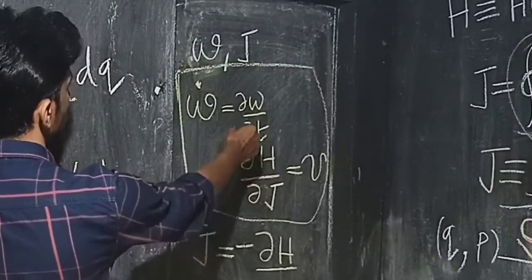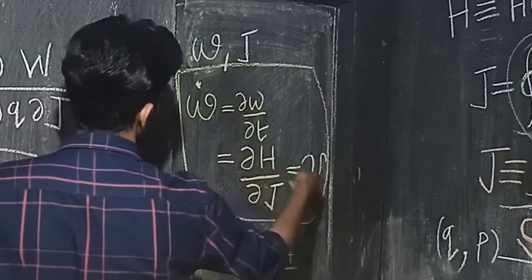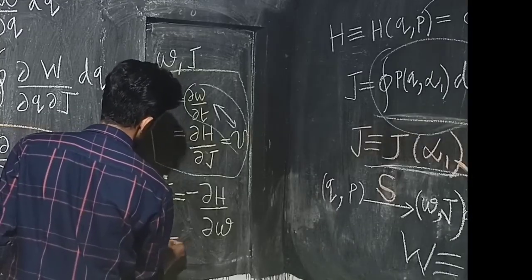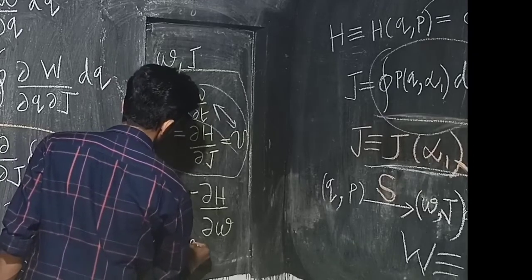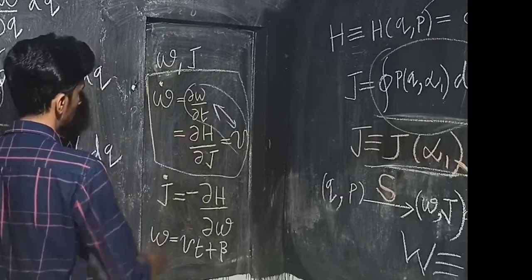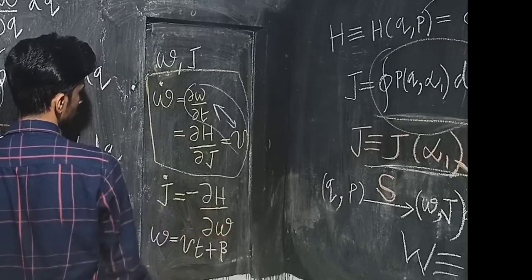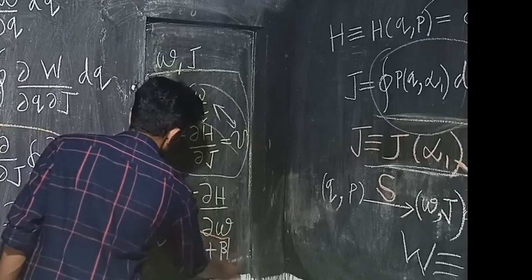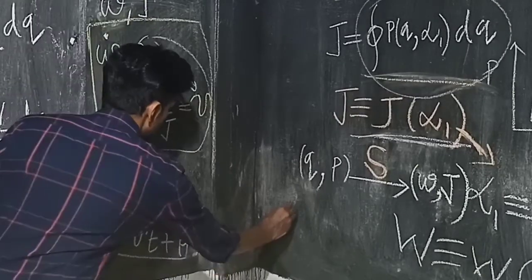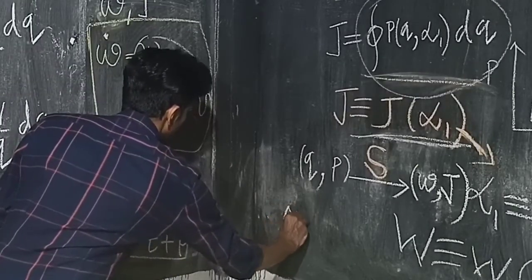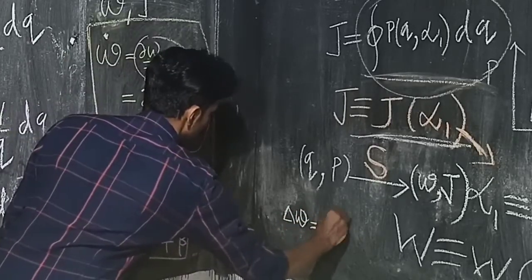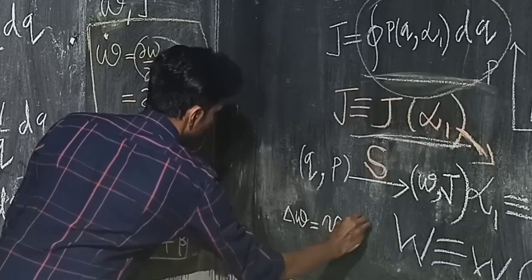Just take a look here. Dou omega by dou t is actually mu. So from these two equations we can write omega is equal to mu t plus a constant beta. Just integrate it. Integration gives omega is equal to mu t plus a constant beta. From this equation we can take the change in omega. So the change in omega, delta omega is equal to mu delta t.